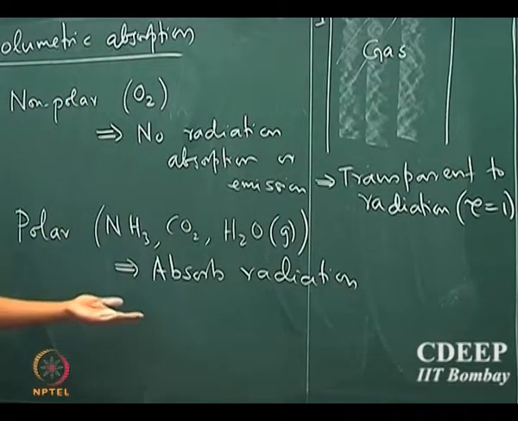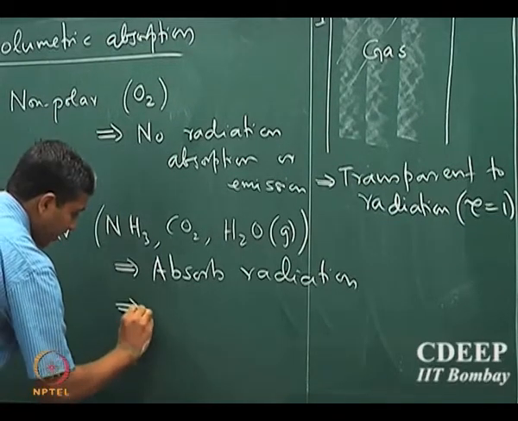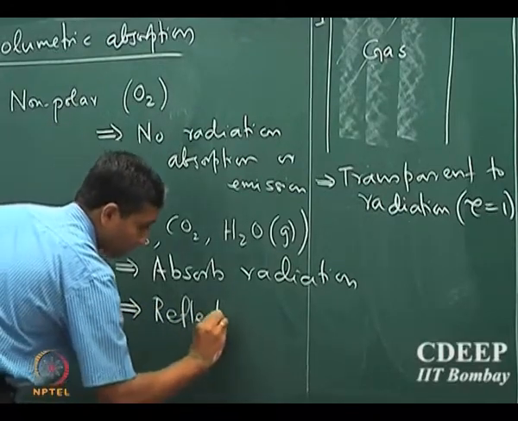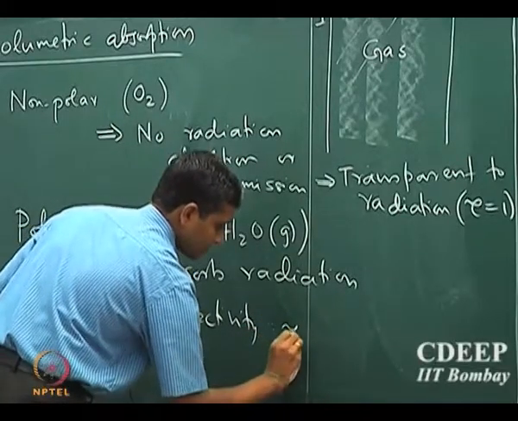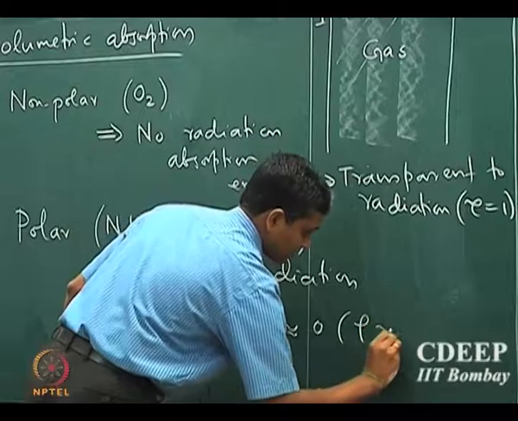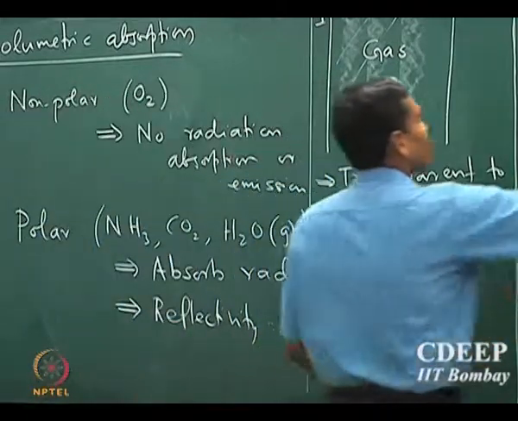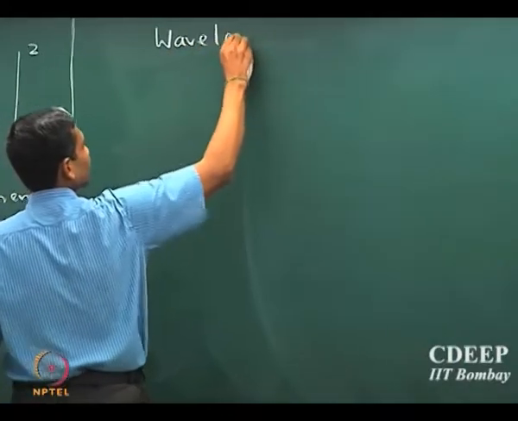But for polar gases that is not necessarily the case. The other property of polar gases is that the reflectivity is almost negligible. So, these are properties, okay. So, they have negligible reflection. So, they just emit, absorb and transmit, okay. So, the volumetric absorption processes typically occur in what are called wavelength bands.